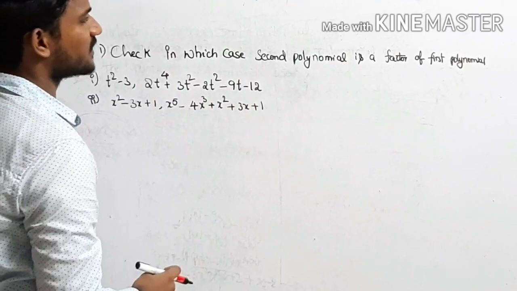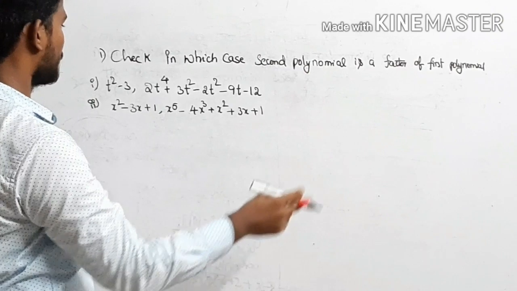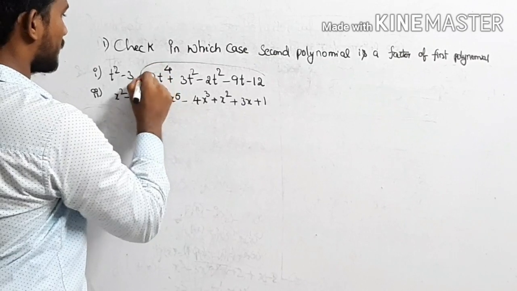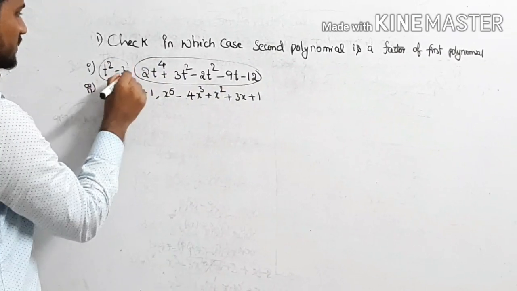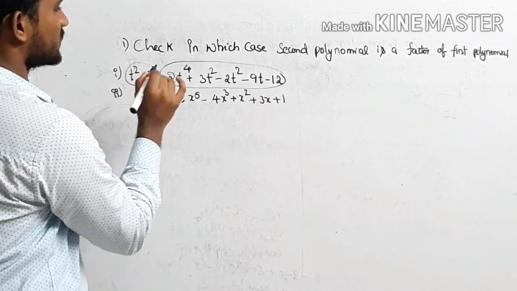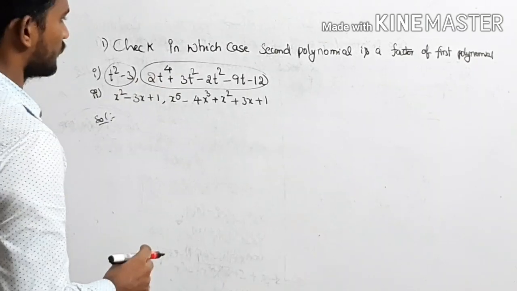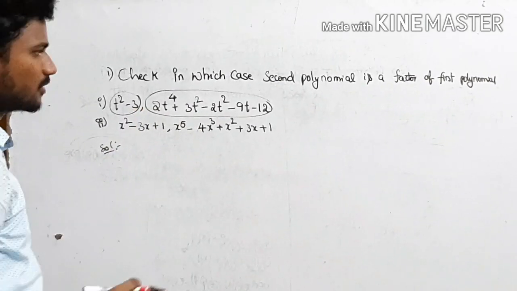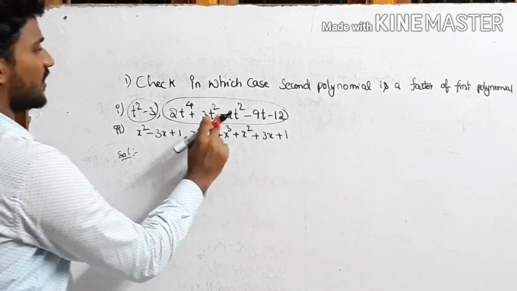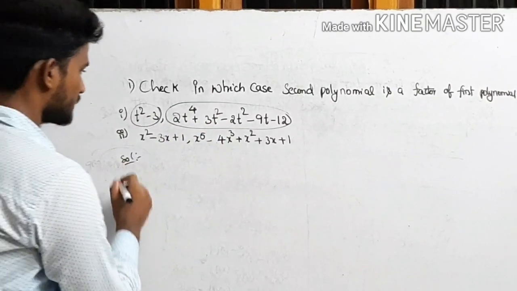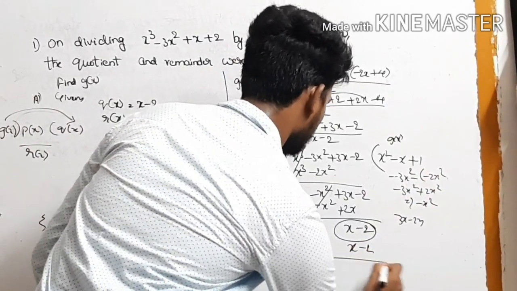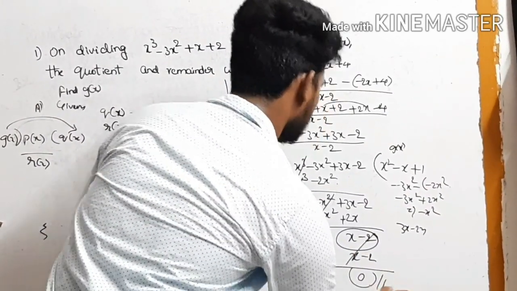Check in which case the second polynomial is a factor of the first polynomial. Then take the first question. This second polynomial is divided by t² − 3, then the remainder will become 0. Then this t² − 3 is a factor of the second polynomial. When we divide the second polynomial with the first polynomial, the remainder becomes 0. Then the first polynomial t² − 3 is a factor of the second polynomial. First we take plus 1, x − 2, both are cancelled, the remainder is 0.